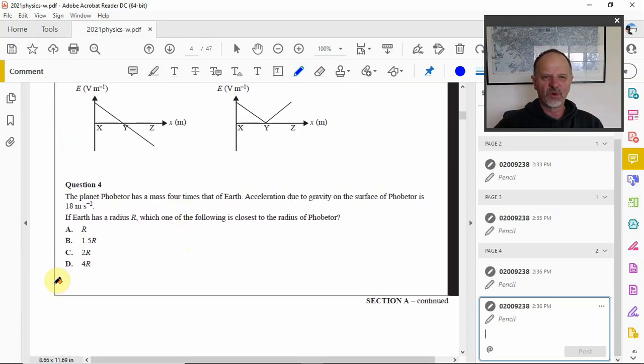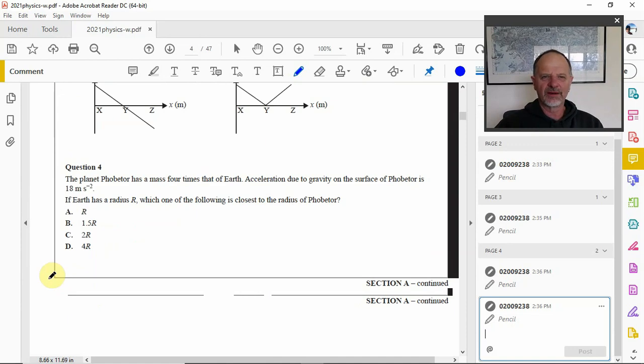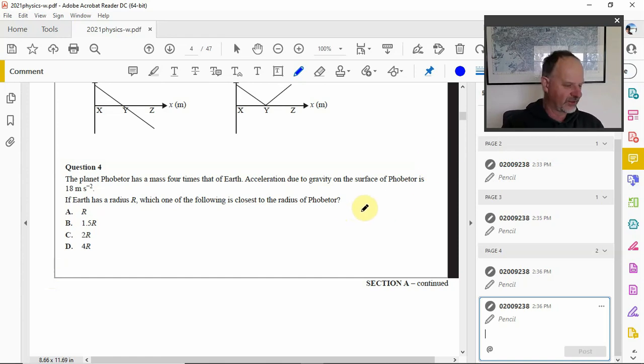All right, question four. The planet Phobatar has a mass four times the Earth. Acceleration due to gravity on the surface of Phobatar is 18. If the Earth has the radius of R, which one's closest to the radius of Phobatar? All right, so there's a bunch of different ways that you could do this. So look at the examiner's report as well as others.